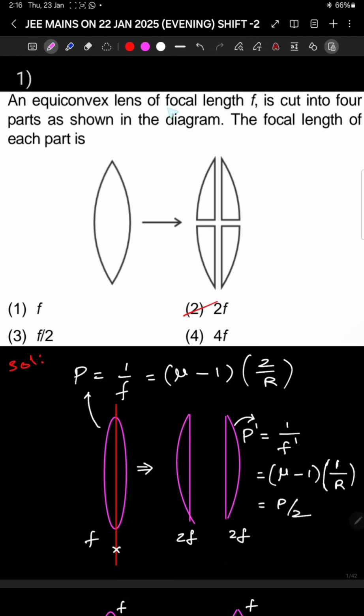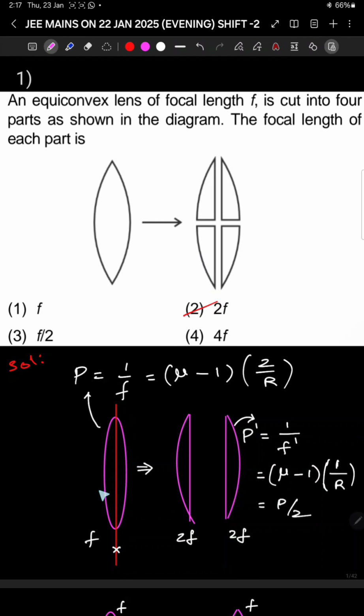Today I am going to discuss the evening shift of JEE Mains conducted on 22nd January 2025. This question belongs to the lenses topic in ray optics. Here a lens is cut parallel to the principal axis and perpendicular to the principal axis, and it becomes 4 parts. They are asking what the focal length of each part is.